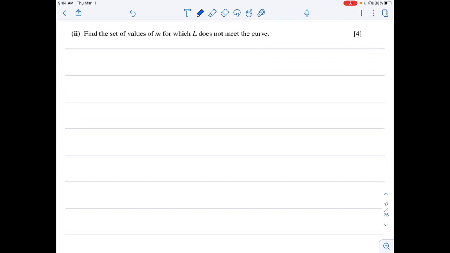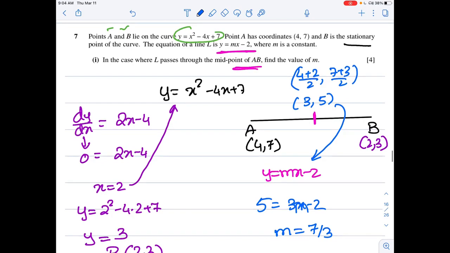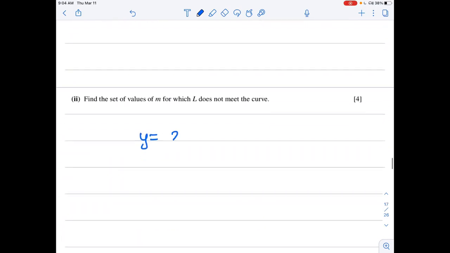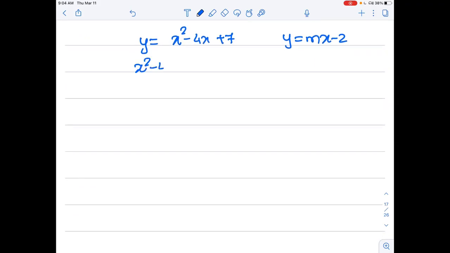Find the set of values of m for which the line does not meet the curve. So what is the curve? The curve equation is y is equal to x squared minus 4x plus 7. And the straight line equation is y is equal to mx minus 2. So I do simultaneous for these both. They should not meet. So let me write that one there, do the correction over there.